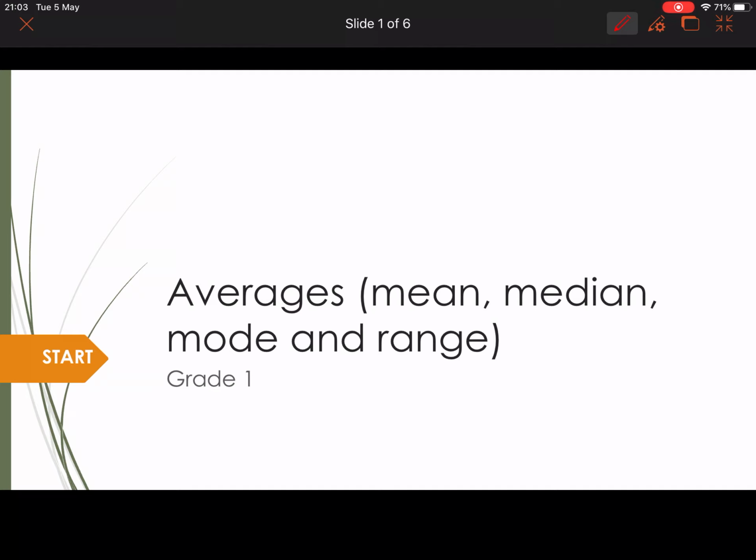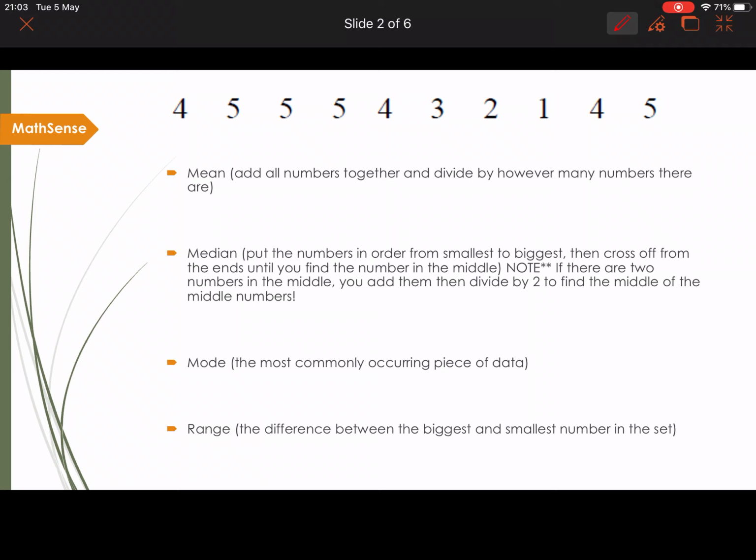Today we're going to be looking at averages, including finding the mean, median, mode and range from a set of data. On this slide you can see my set of data at the top of the screen, and the first thing I'm being asked to do is find the mean, which means add all numbers together and divide by however many numbers there are.